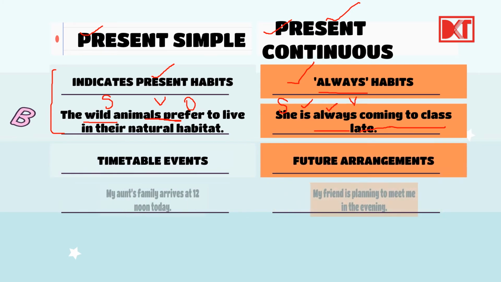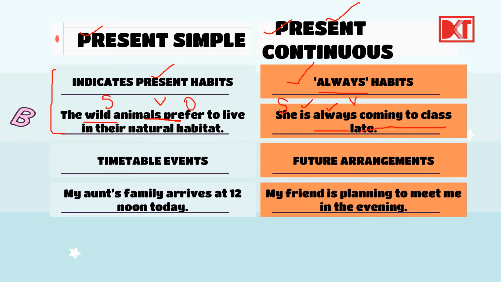Now when we are talking about some timetable events, like some things which are set as per the timetable, like my aunt's family arrives at 12 noon today. Right, this is a timetable event. So for that we use present simple. Then for some kind of future arrangements, but immediate. Alright, immediate future arrangements which you are planning right now, or which you are talking about right now.